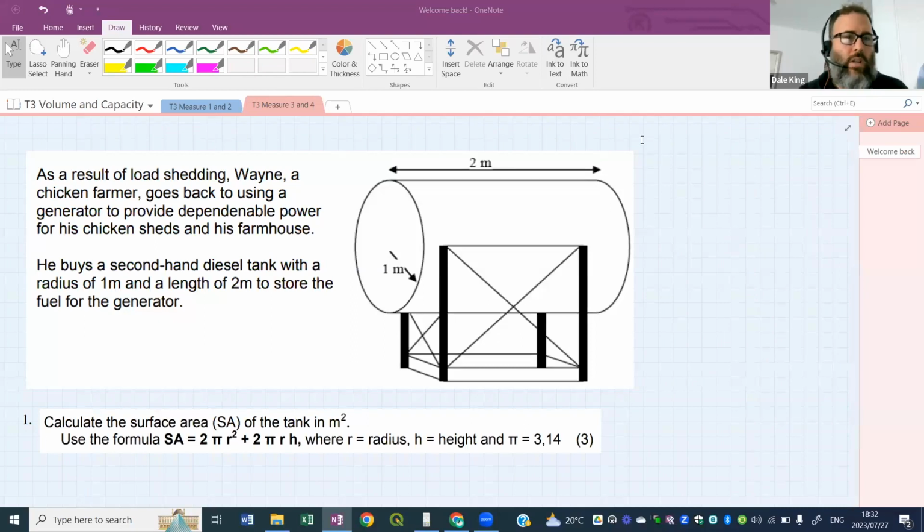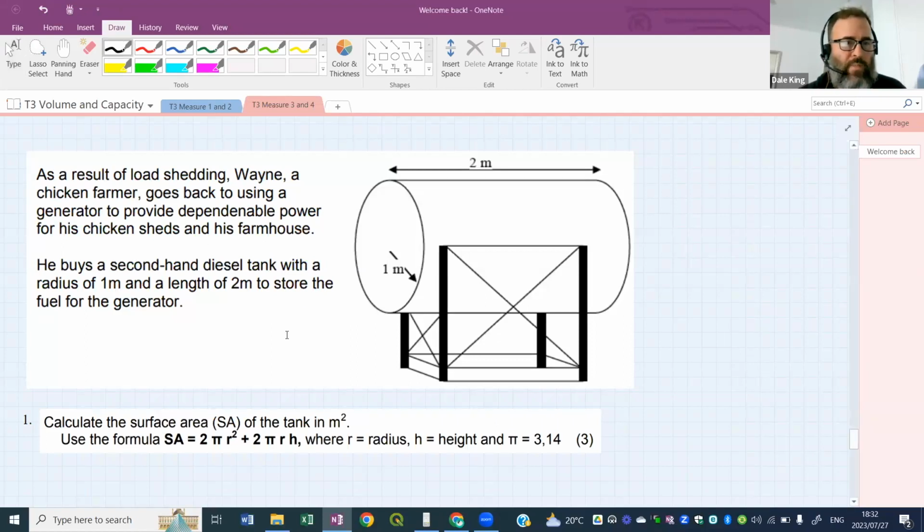All right, so let's have a look. As a result of load shedding, yes, we know, Wayne, the chicken farmer, goes back to using a generator to provide dependable power for his chicken sheds and his farmhouse. That's immaterial to us. Who it is, what it's for, doesn't matter. There's a tank here. It has a radius of 1 meter. We're going to need that. It has a length of 2 meters, and it stores a fuel. All right, so we've got 2 dimensions for this thing. All right, who cares about the chickens and load shedding? We just need the dimensions for this thing.